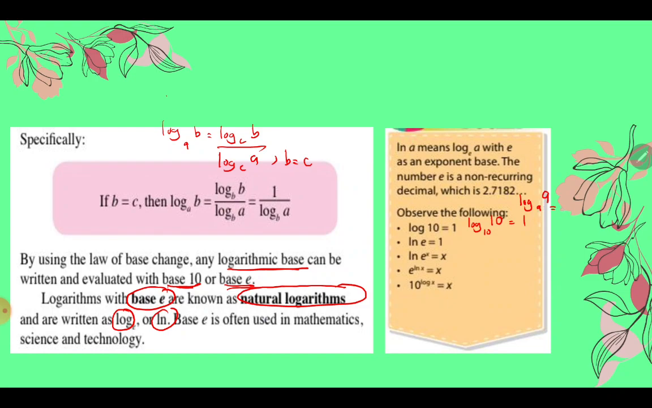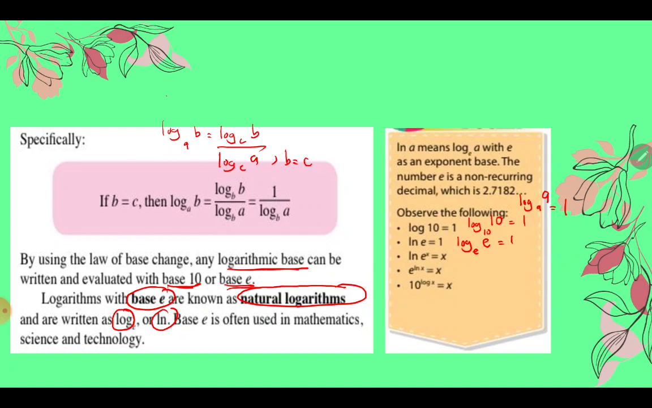Log A base A will have 1. So log 100 base 100 is 1, and log 2 base 2 is 1. The same goes for ln E. ln E is actually log E base E, so it will become the same.